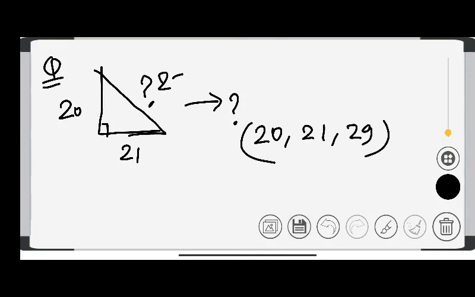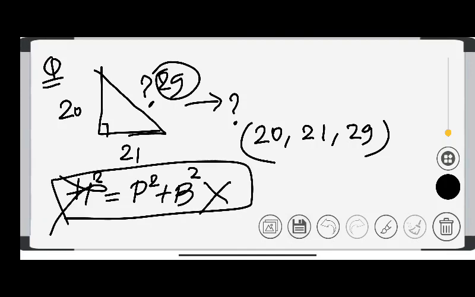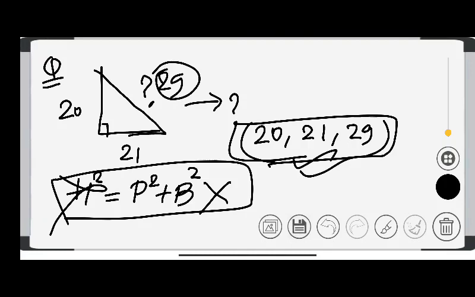This is 29. Or you can apply the Pythagoras theorem formula, but this is not so fast and not so suitable. You can deal with this by remembering all the triplets. Recall all the triplets again and again so that you can remember them faster.